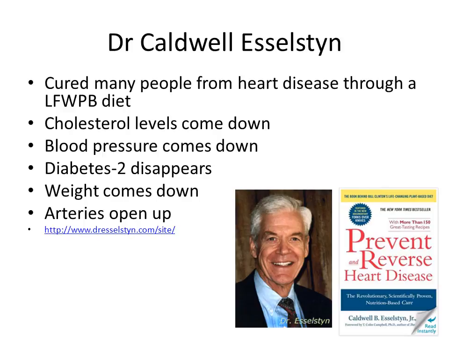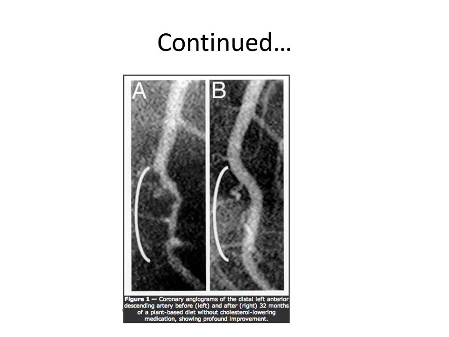First we see Dr. Caldwell Esselstyn. He cured a couple of hundred people from heart disease through a low-fat, whole plant-based diet. Their cholesterol levels come down, their blood pressure came down, diabetes type 2 disappears, their weight comes down if they're overweight, and the arteries open up again. Here we see coronary arteries that opened up after 32 months on a low-fat, whole plant-based diet. Patients actually often start to feel better within weeks because of the blood flow not being impaired anymore through the fats in the diet. And is Esselstyn the only one?